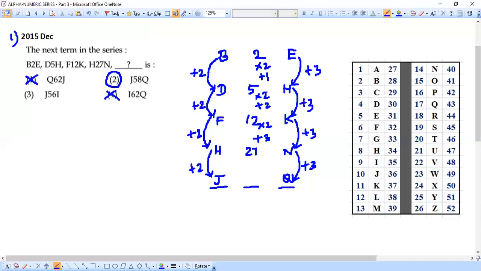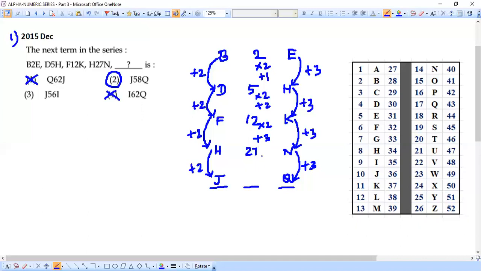Now I think you are able to follow this pattern. Is it or not? So 2 into 2 plus 1. So they have done into 2 plus 1. That gave the second term. Now from this one, into 2 plus 2 they have done. They got the third term. Now from here, into 2 plus 3 they have done. They got the fourth term.